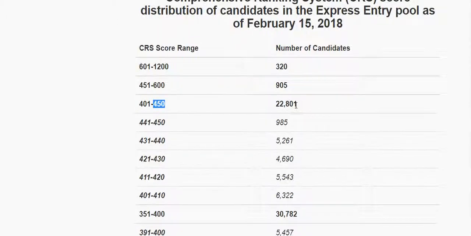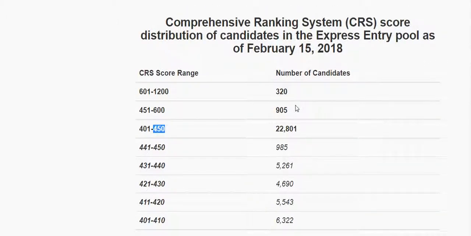Now this has been completely, very precisely, pictured in front of you, how the CRS score helps you to get the Canadian PR.